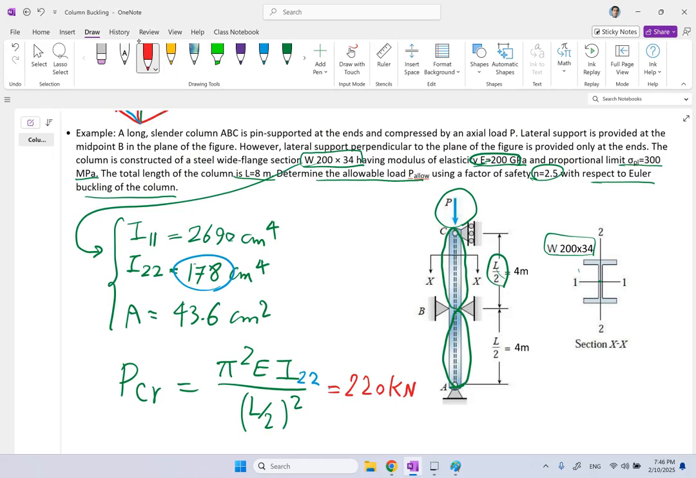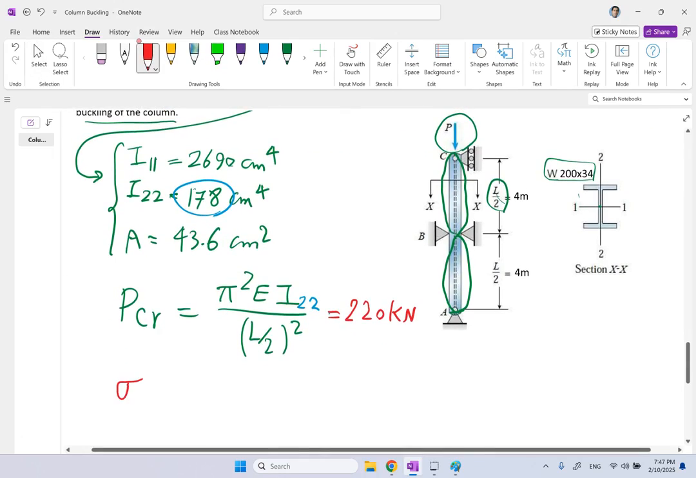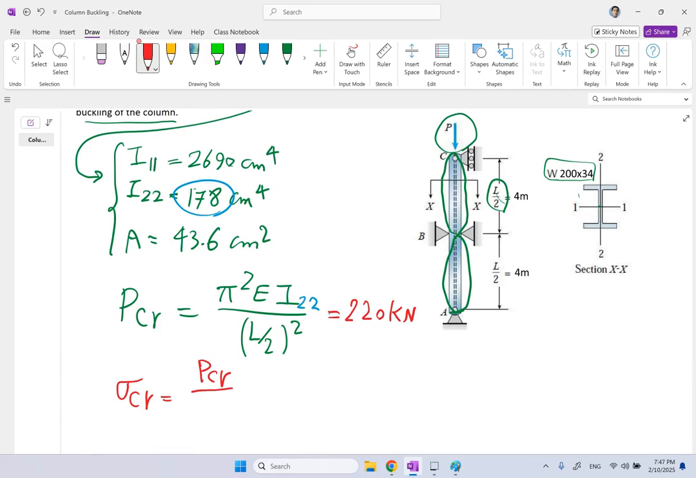This is the load. If I go above it, the buckling will start about axis 2. Good? Now, what is the sigma critical? The sigma, due to this P critical, you just divide by the cross section. If you do that, this number is going to be 190.4 megapascal.